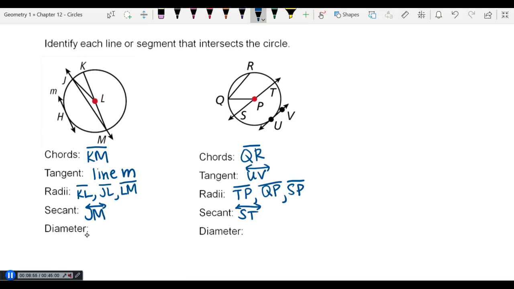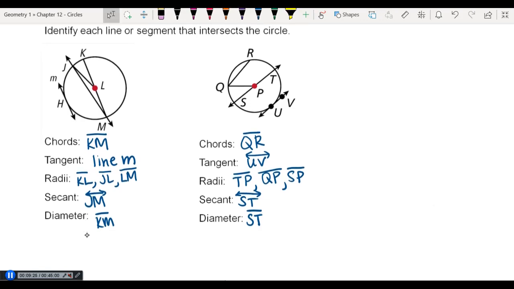Lastly, we have diameter. What's the diameter in the first picture? It's KM, right? What's the diameter in the second picture? ST. Radii and diameters both have just segments over them. So it would be like that and that. Okay?